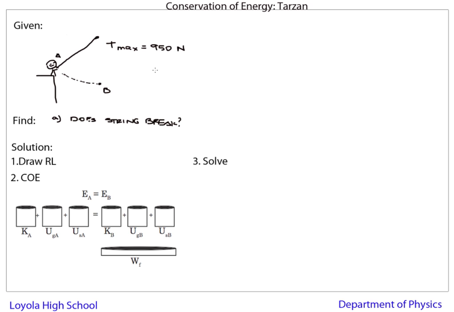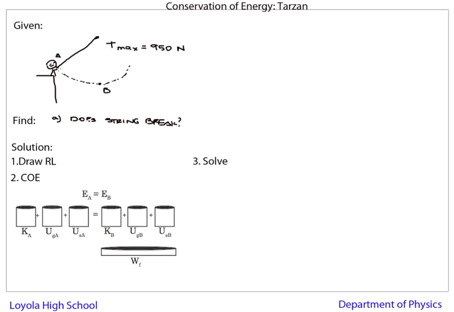In this problem, you have Tarzan who's going to swing from a vine from a higher location than the ground, and he's going to swing down this vine, and at the bottom point, he's going to pass through and arc around up here. And one of the questions is, if the maximum tension in the vine is 950 newtons, can he successfully swing without it breaking?